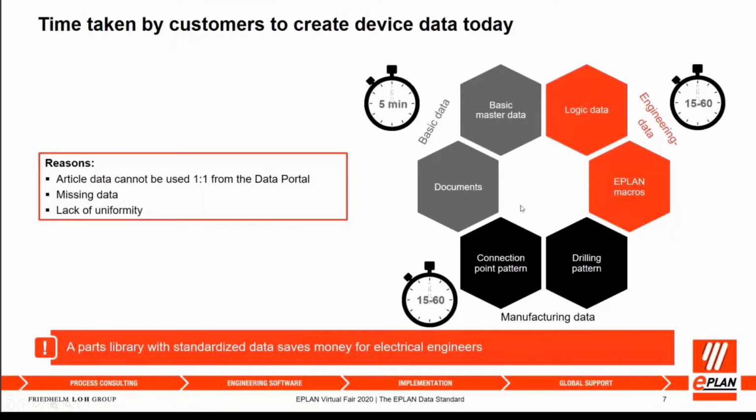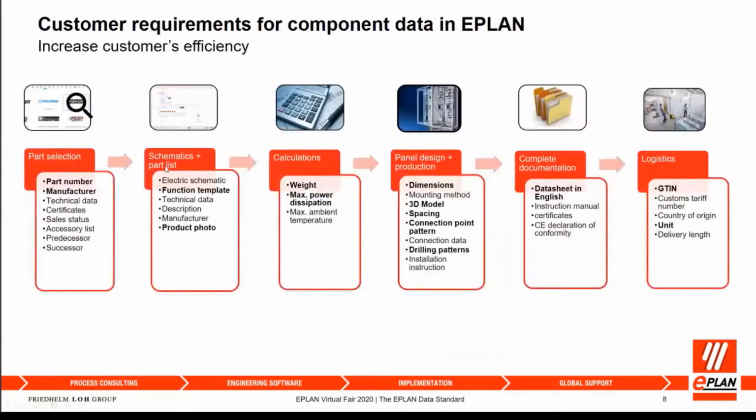And so there are a lot of engineers at the moment that have this work to do because they do not find the data yet in the data portal. They cannot use the data one by one from the data portal. And there is at the moment, or in the past, a lack of uniformity in the data. So this is what we are aiming at with the topic EPLAN data standard. We sat together with a lot of customers, especially big customers, and had a look at their processes. So we have seen, okay, there are different process steps that are component data related.